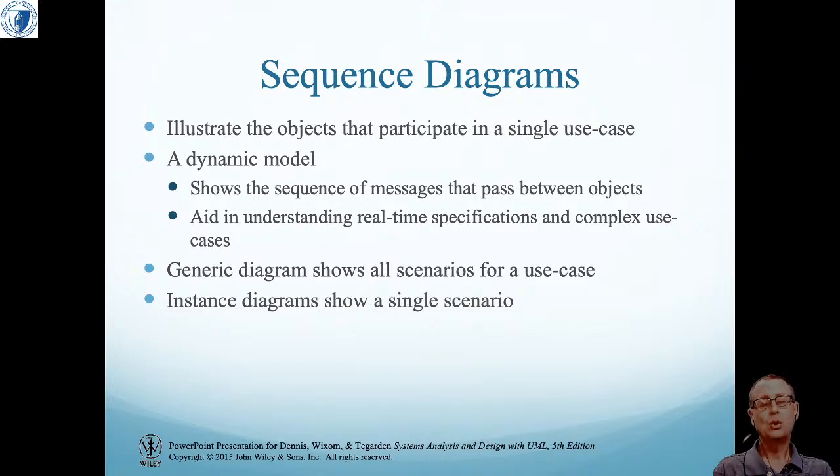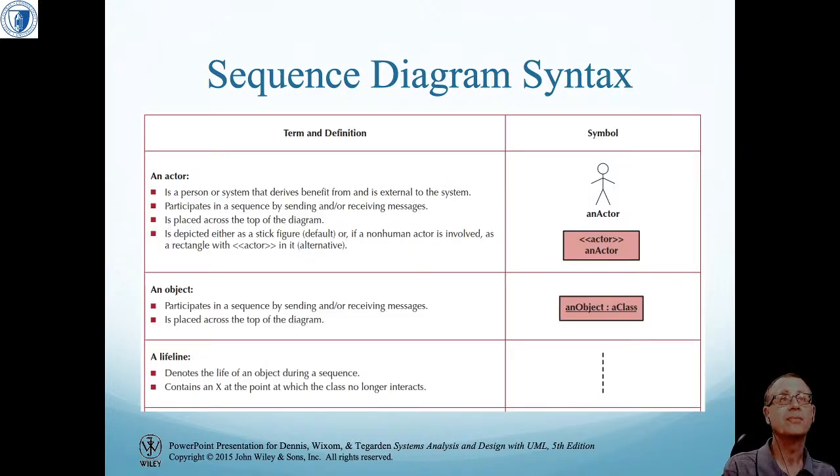Sequence diagrams look at objects within a single use case, right? It shows the sequence of messages, and it helps sometimes in understanding real-time specifications and complex use cases. We hope to form a generic diagram that shows all scenarios for a particular use case. Sometimes we need to go to a particular scenario depending on the complexity of the sequence of the use case.